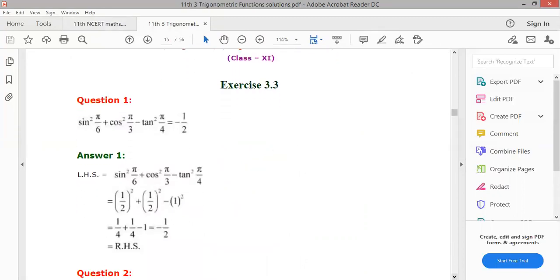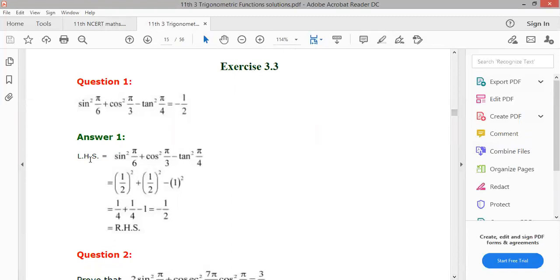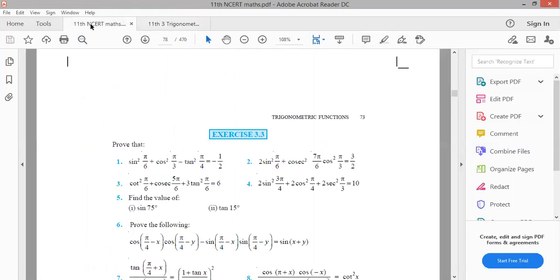Here I have the solution of this. So it is left hand side. I'll put the values. Sine of pi by 6, you know that's equal to 1 by 2, and cos of pi by 3, you know that's equal to 1 by 2. And here it is the square. It is square here, and tan of pi by 4, that is equal to 1. It's here square. You will add them, so you will get minus 1 divided by 2. That's equal to right hand side. So in this way we can prove this.